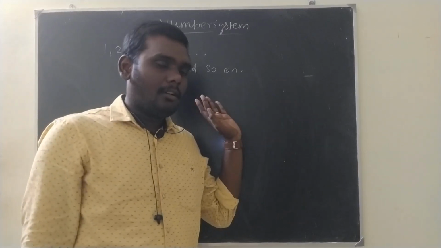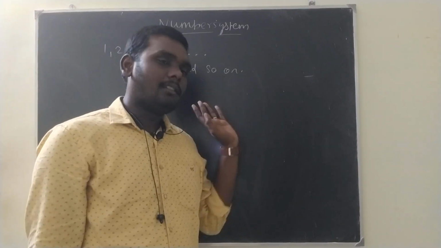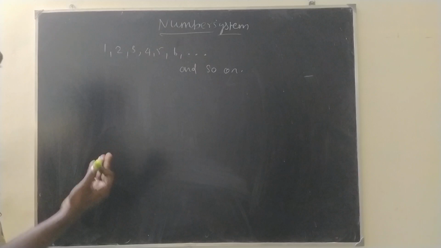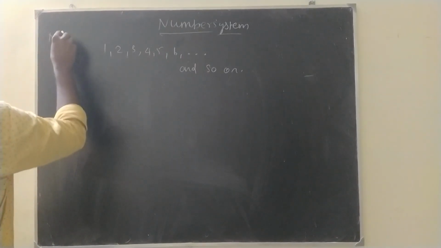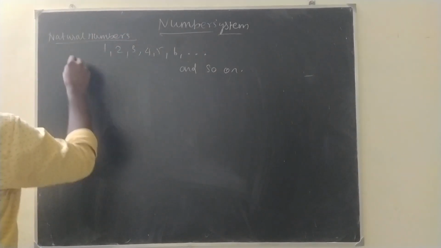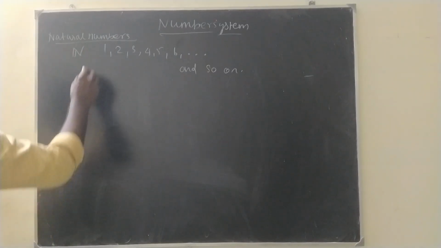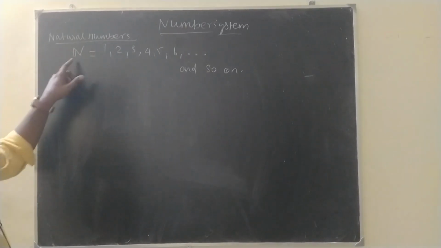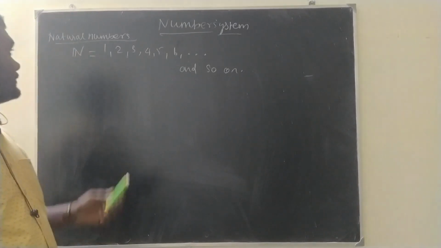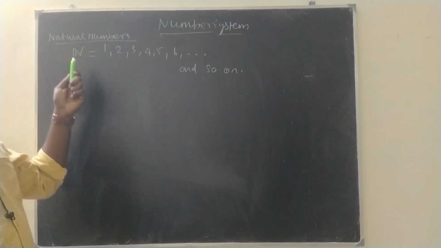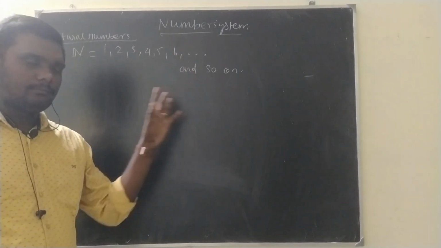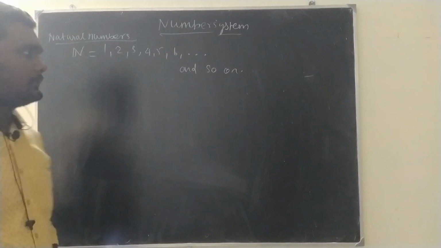So these types of numbers are called counting numbers because we use these numbers to count things. The counting numbers also have another name, called natural numbers. Natural numbers are denoted by this type of N. Any difference in this N you are seeing? Yes, not just a capital N. I used these 2 bars to denote natural numbers. Can you see this?